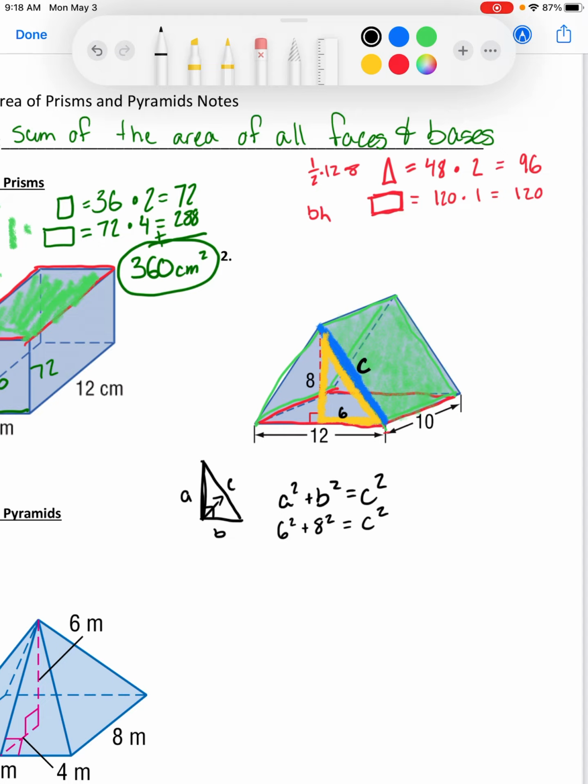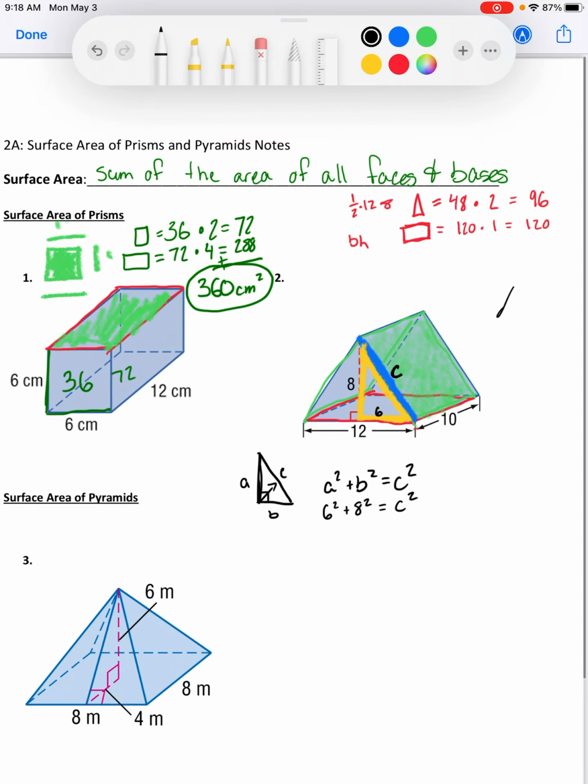6 squared would be 36. Oh, why is it doing that? That's weird. I don't know why that's freaking out.